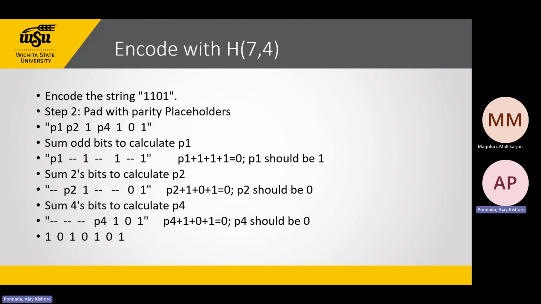So encode with H74. Encode the string 1101. It's simple: code 1101. We know where the data bits are going.